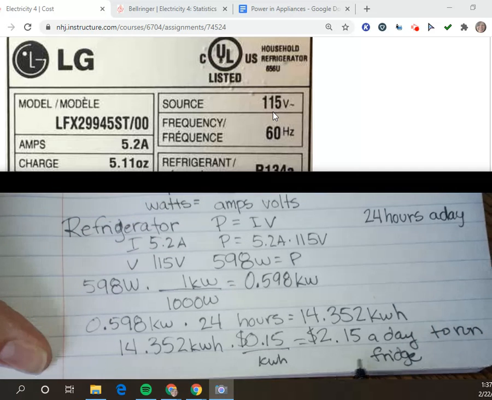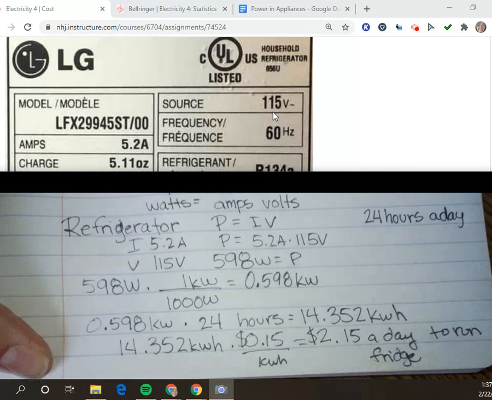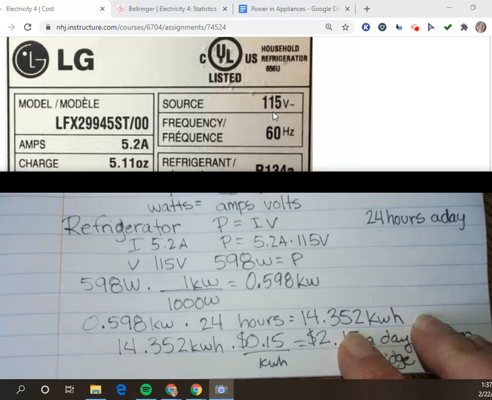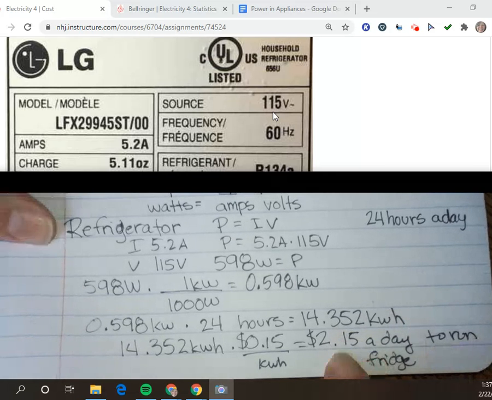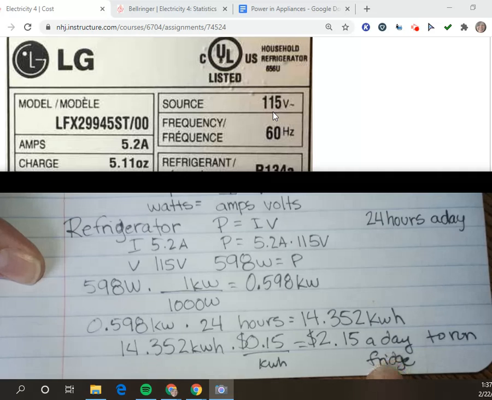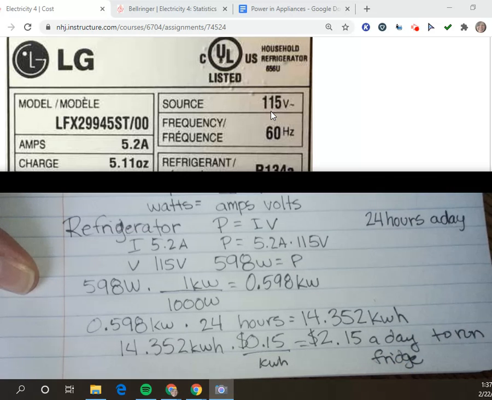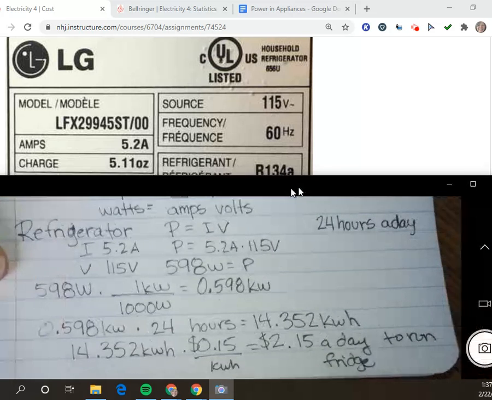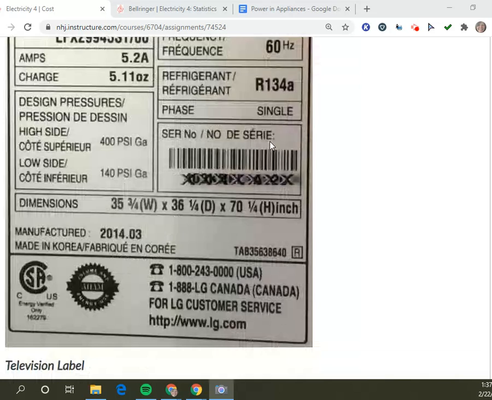So give me a thumbs up if this makes sense. You're going to figure out how much does it cost to run the refrigerator for a day. All right. So you're going to follow those same steps that we did in our examples to come up with a cost per day for your item. Okay, and the items that you're going to do, I'll bring back the instructions at the end, or the examples here in the end, but you have a refrigerator label.